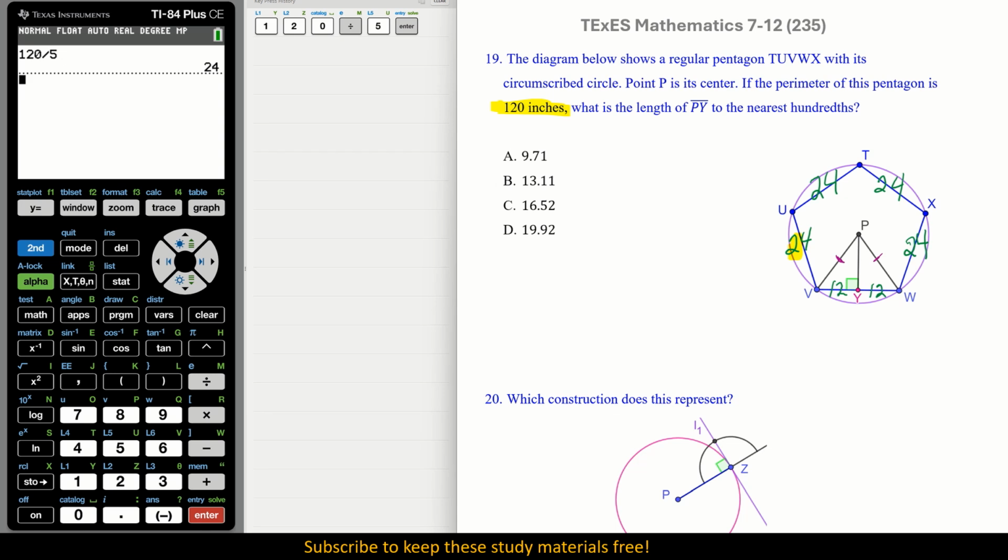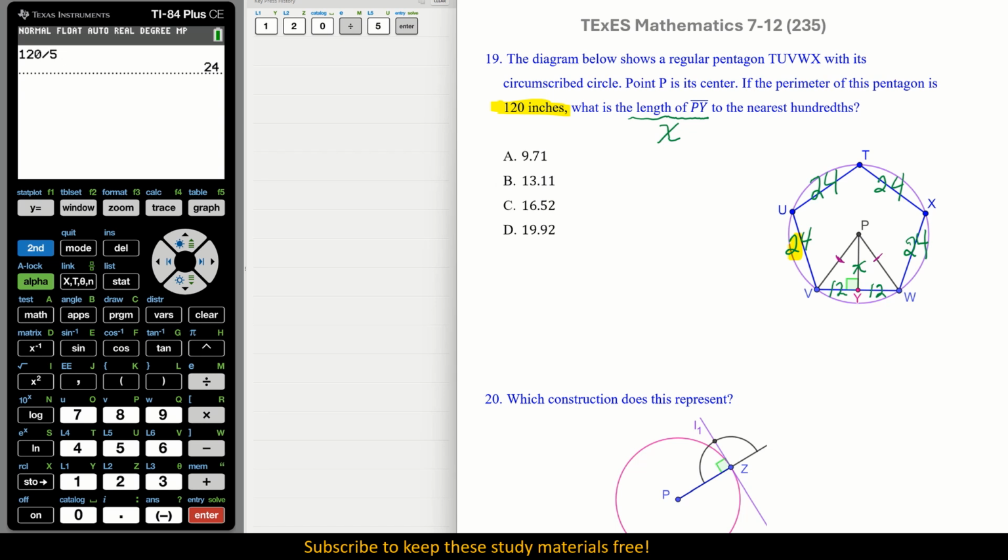Now, PY, that's what we're looking for, that length. We're going to call it X. We're looking for that. So let's put in our X. Okay, we know that. Now, we also know some other things.